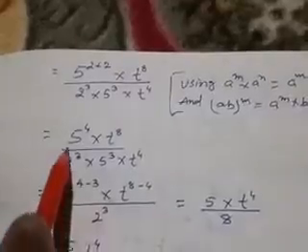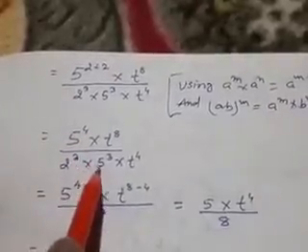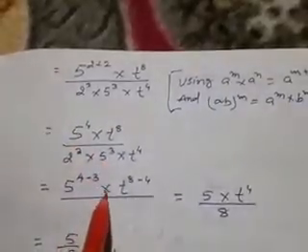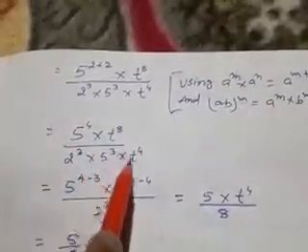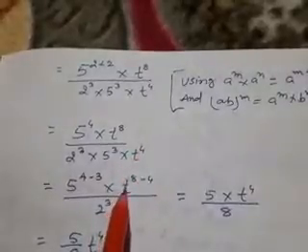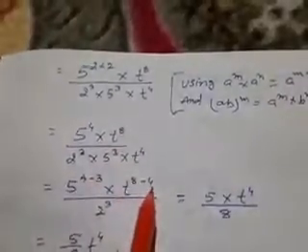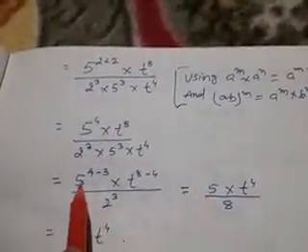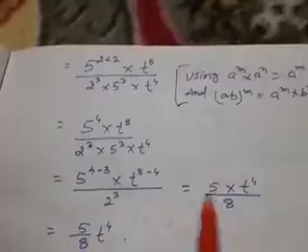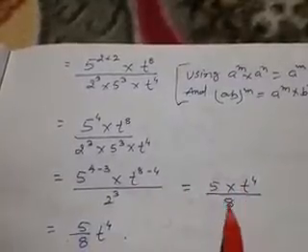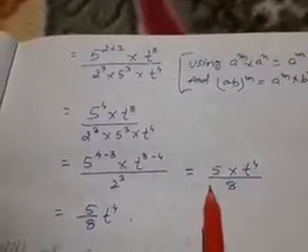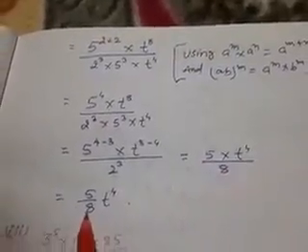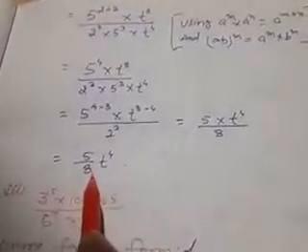Now we solve it. 5 to the power 4 divided by 5 to the power 3, we write 5 to the power 4 minus 3; t to the power 8 divided by t to the power 4 is equal to t to the power 8 minus 4, divided by 2 to the power 3. This is equal to 5 to the power 1, or simply 5 multiply t to the power 4 by 8, or we write 5 by 8 into t to the power 4. It is the simplified form of this question.